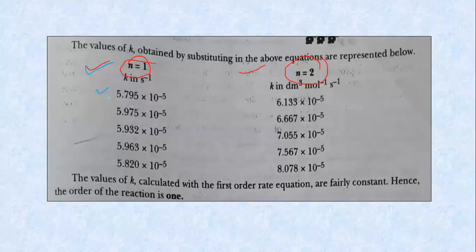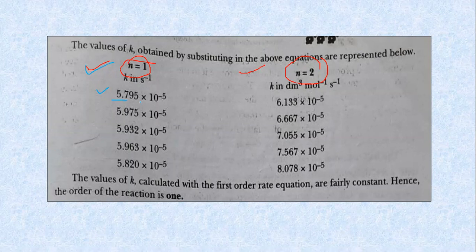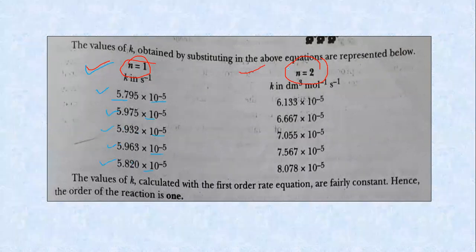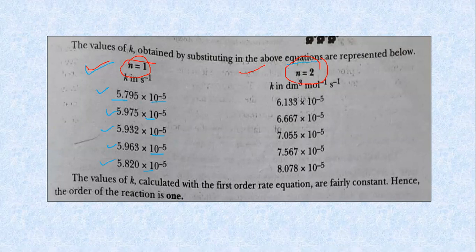Okay, for that, k is equal to how much? 5.795 into 10 raised to minus 5, 5.97 into 10 raised to minus 5, 5.932 into 10 raised to minus 5, 5.963 into 10 raised to minus 5, 5.820 into 10 raised to minus 5, right? Now, if you put the values of a, x and a minus x in the second order rate equation, what values are you getting now? 6.13 into 10 raised to minus 5, 6.667 into 10 raised to minus 5, 6.055 into 10 raised to minus 5, 7.56 into 10 raised to minus 5, 8.078 into 10 raised to minus 5.